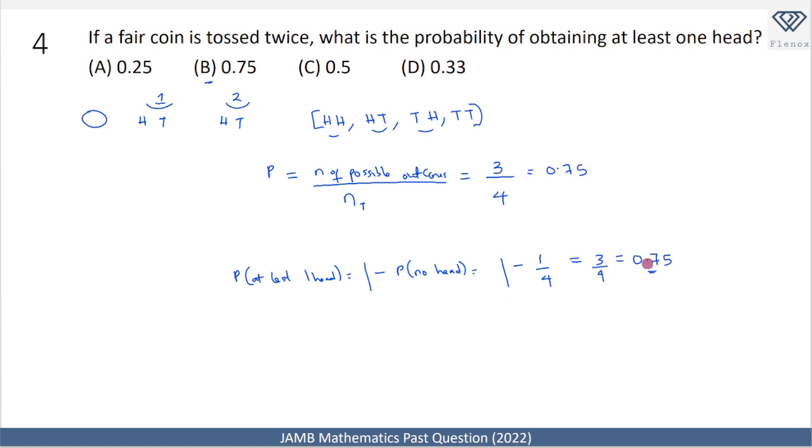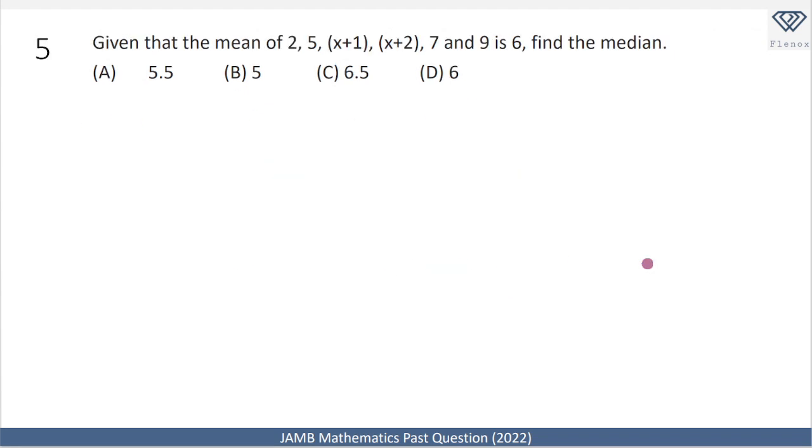Now, if you want a better understanding of probability, you can also watch videos on probability. Now let's move on to the next question.